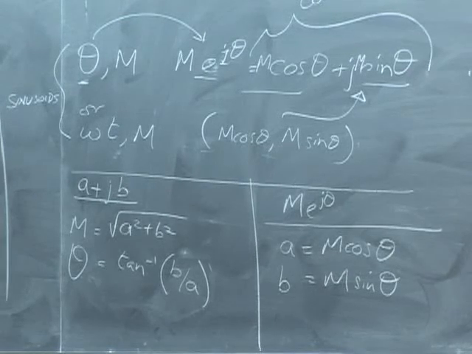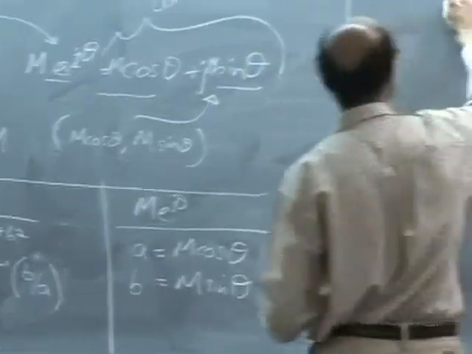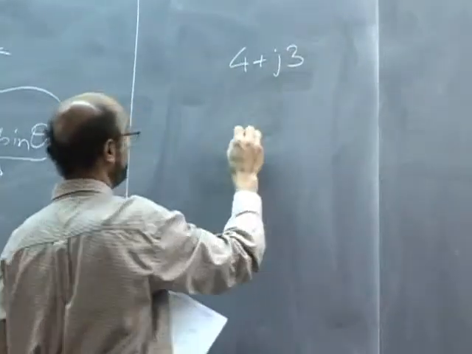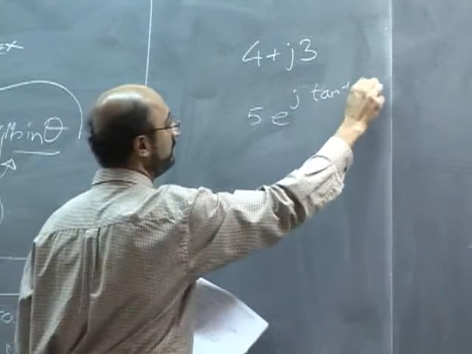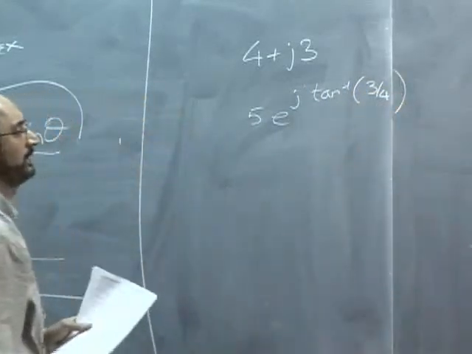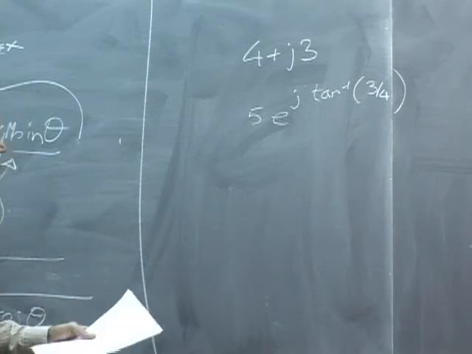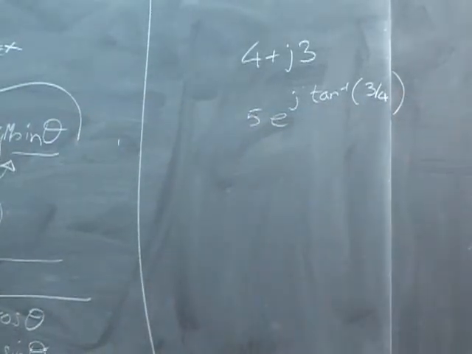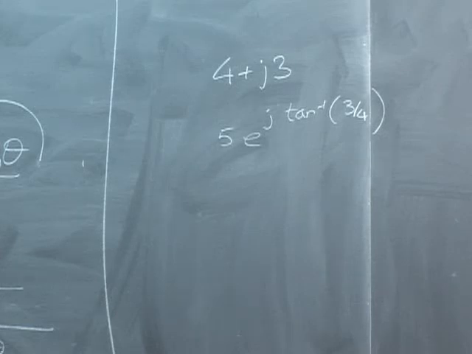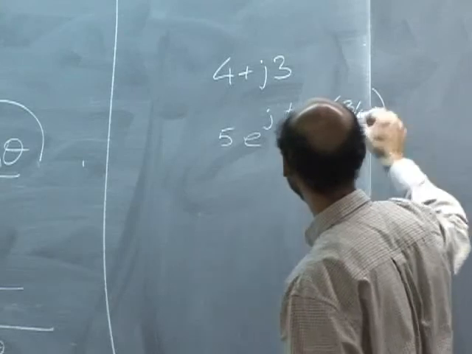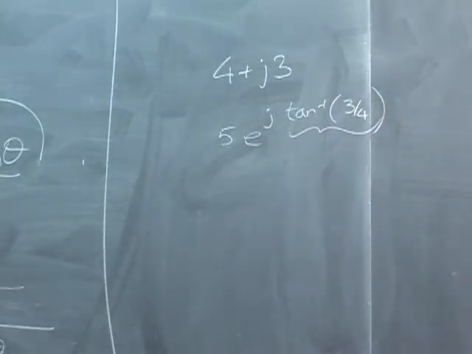4 plus j3. So what is 4 plus j3? We just plug and chug, and you get 5 e to the power j tan inverse 3 over 4. Okay, and that's the answer. If you want to simplify that, you can simplify this to some number of radians. It'll be in radians, tan inverse in the radian sense. Okay. So any questions about this?